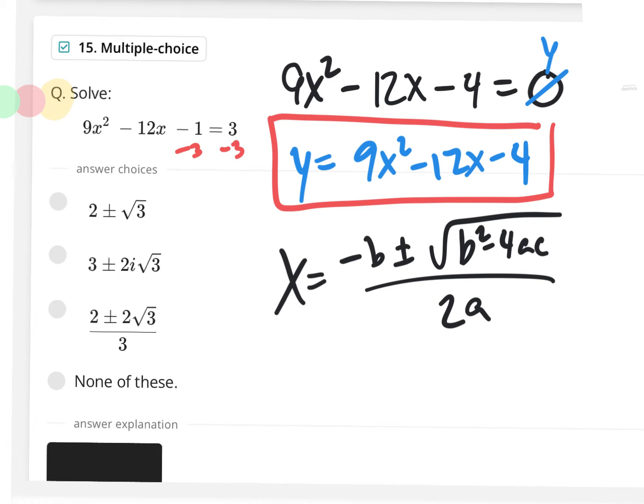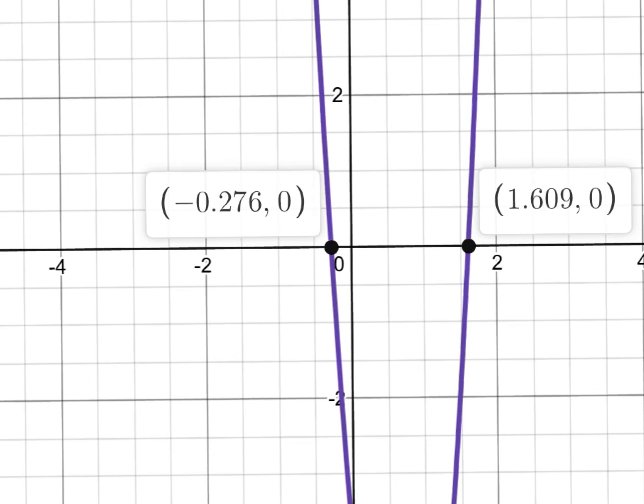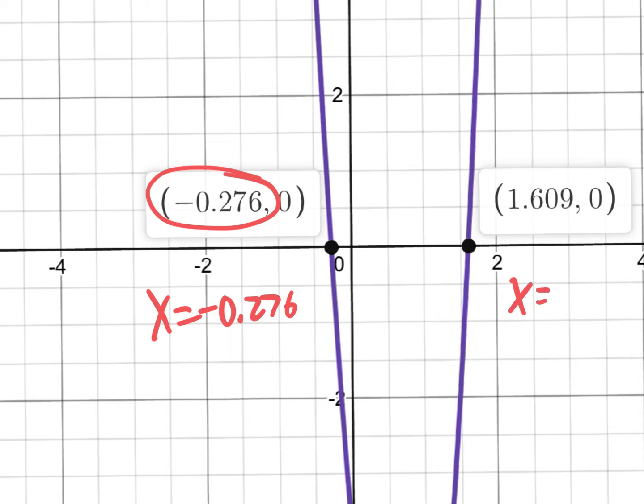Well, I mean, I want to stick with graphing, so I'm not going to actually show you how I would use a quadratic formula. But you know what? You could still technically use Desmos. Now, what do I mean by that? We know that these guys are the answers. We know that the answer is x equals -0.276, and also x equals 1.609. Okay, so we know that.